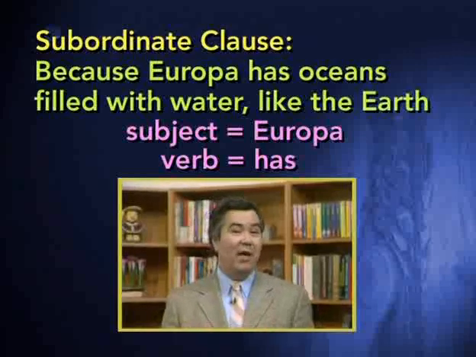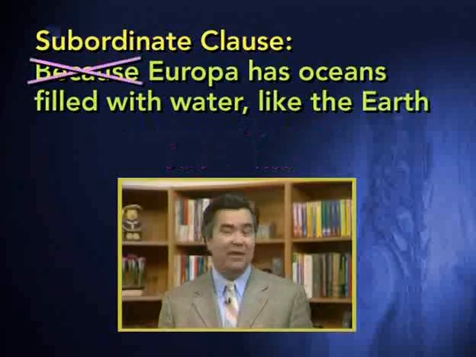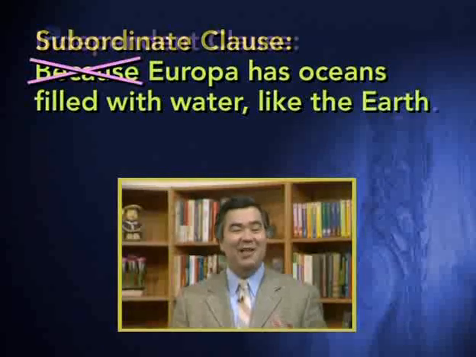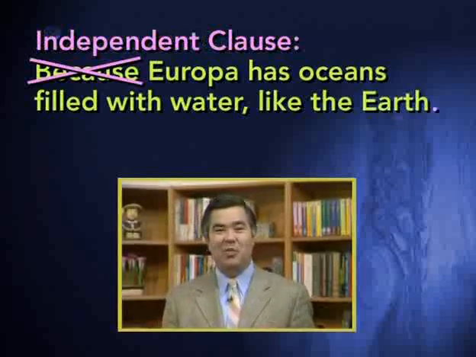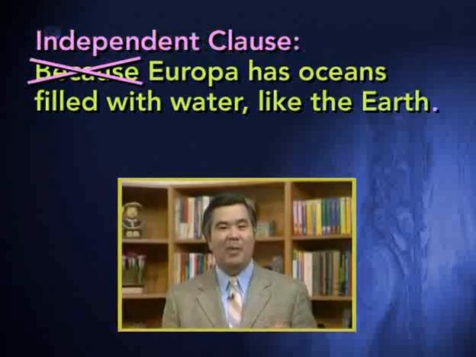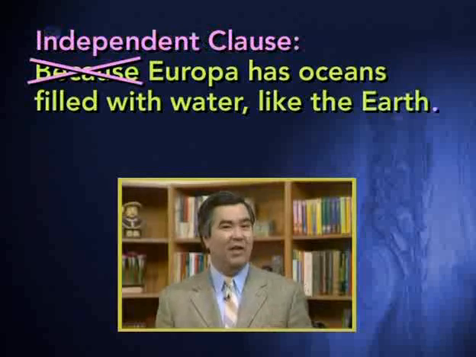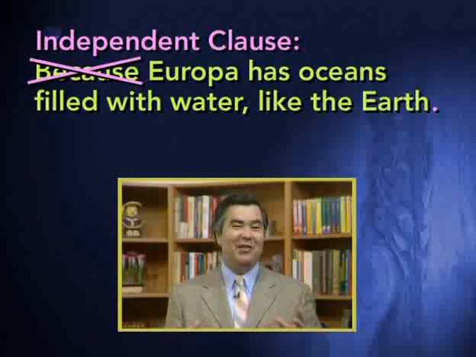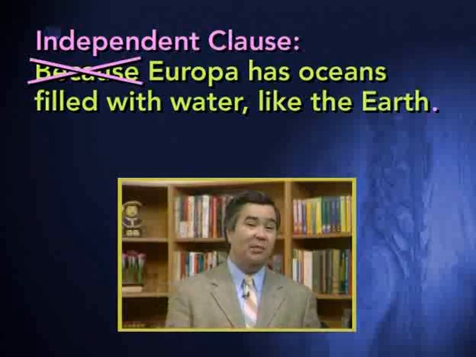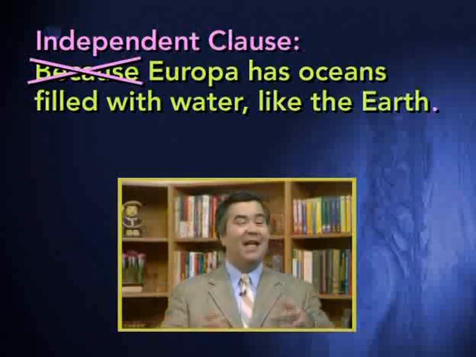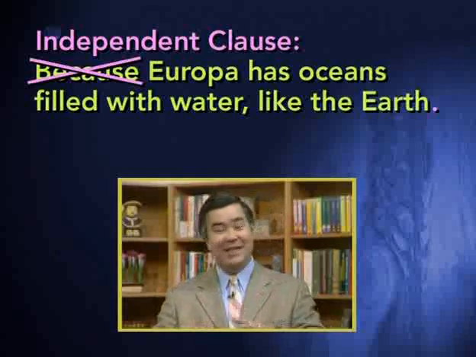If you were to take away that subordinating conjunction, the sentence would become an independent clause. It could stand alone as a sentence. The sentence would then say, Europa has oceans filled with water like the earth. Now that sounds like a complete thought. But when you put the subordinating conjunction because in front of it, it makes the clause less important.